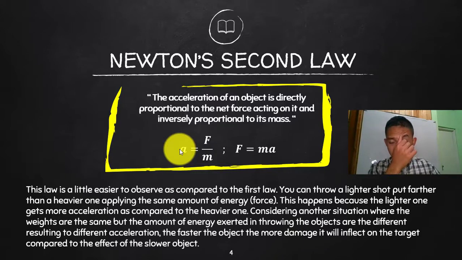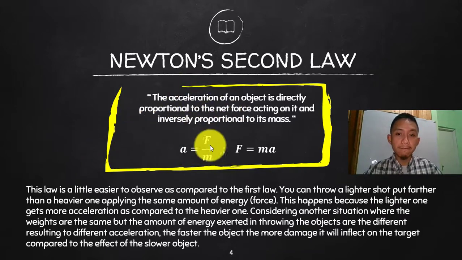So it says there that your acceleration is directly proportional. So what does that mean? If we try to increase the force applied on an object, then the acceleration of that object will increase also. That is the meaning of proportionality.